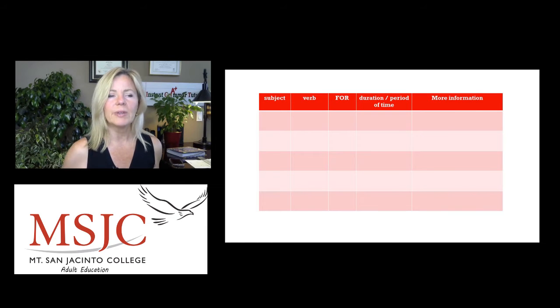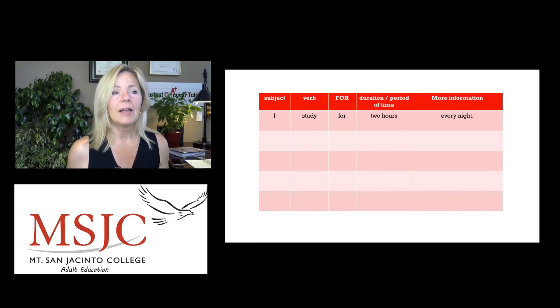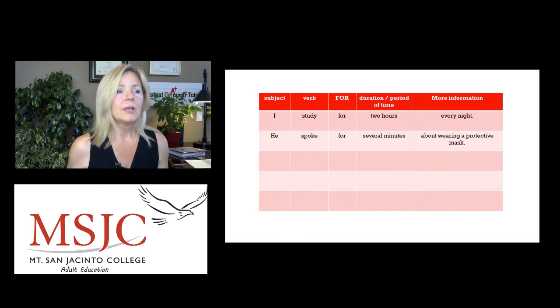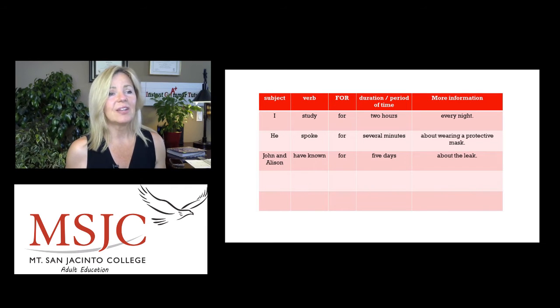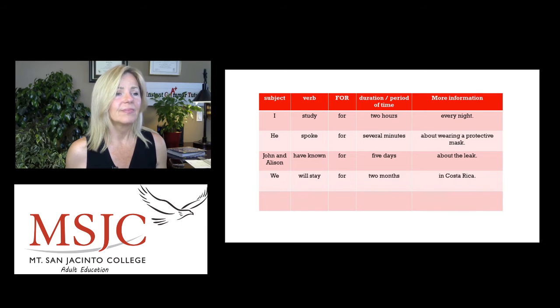From left to right, we have the subject, verb, for, duration or period of time, and then more information if there is more information. I study for 2 hours every night. Or, he spoke for several minutes about wearing a protective mask. John and Allison have known for 5 days about the leak. We will stay for 2 months in Costa Rica. You are going to visit for the weekend.